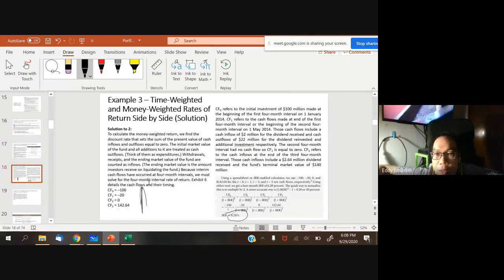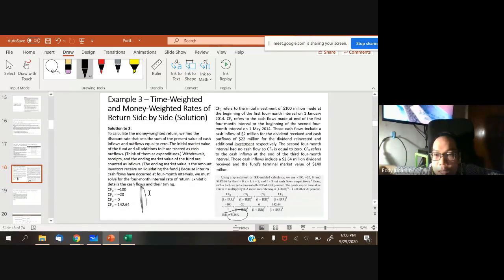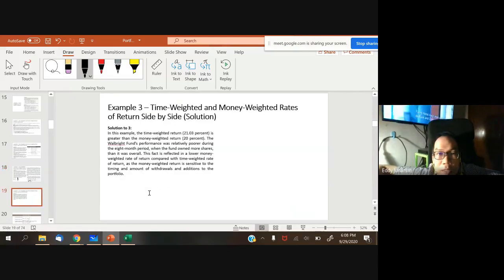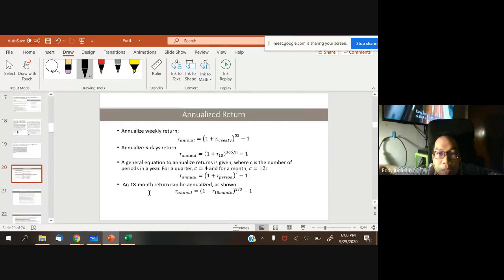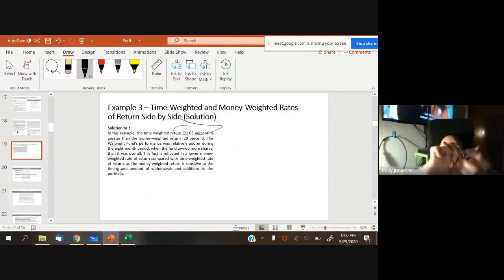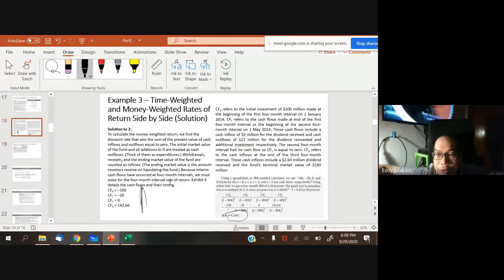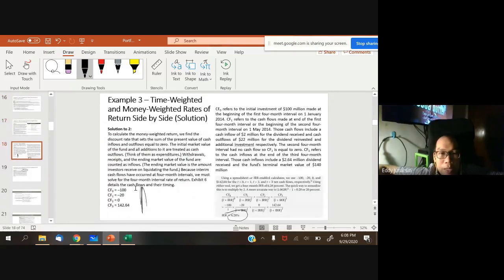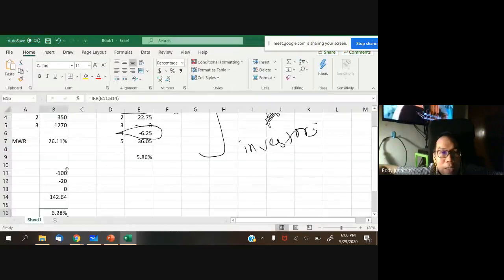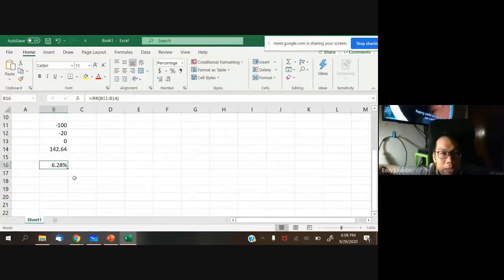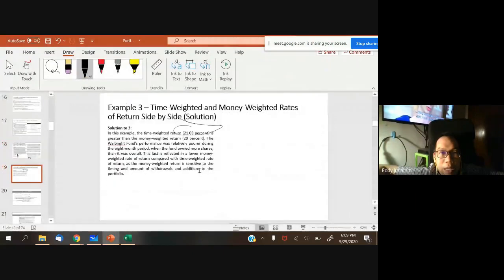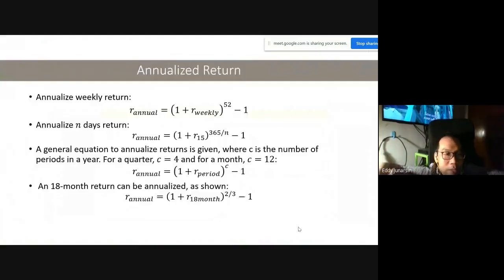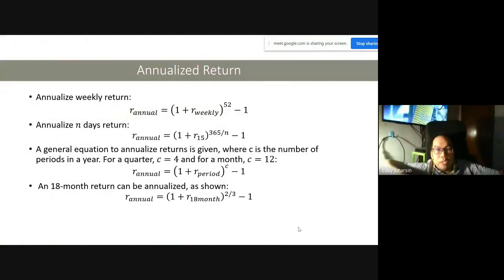Time weighted, what was our calculation again? 21.03%, is it? Not sure it's correct, but you can try. Yeah, maybe correct. So 1 plus 12 multiplied by 1 plus 8.06. So the money weighted return is 6.28%. Any question about all kinds of time weighted, money weighted returns?